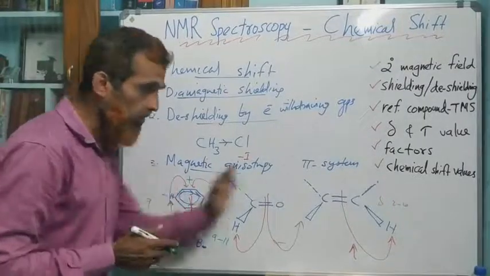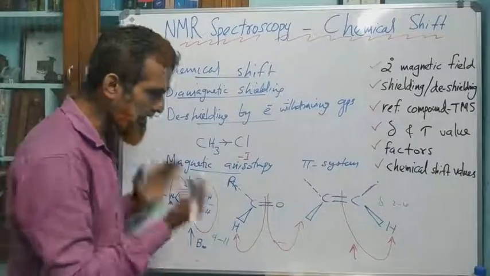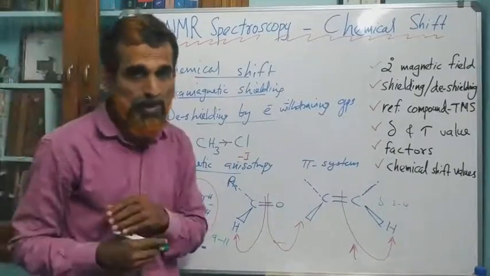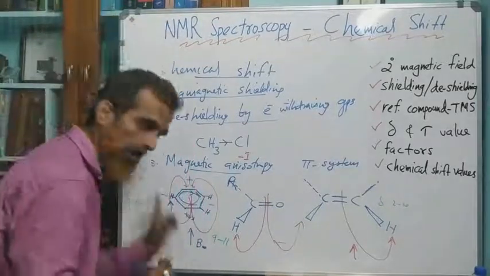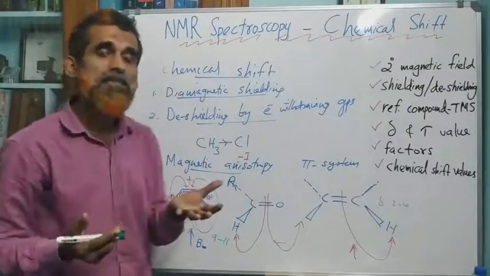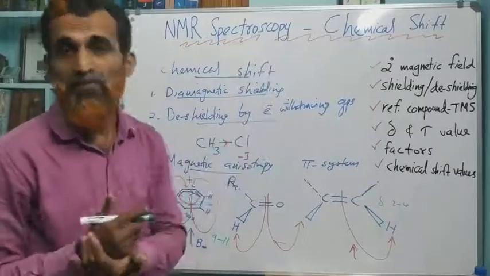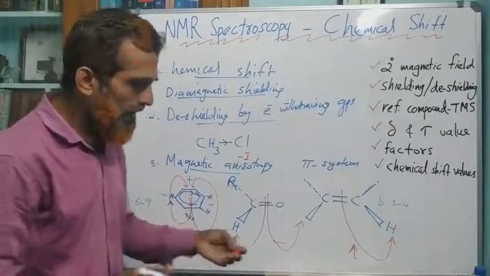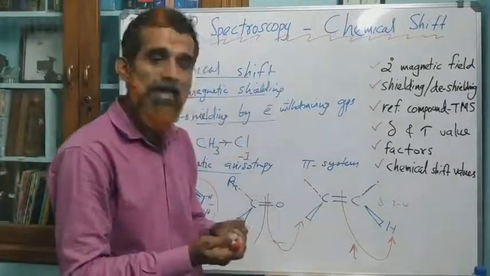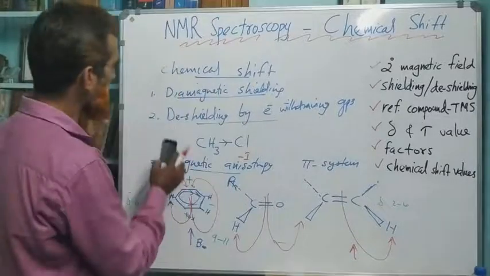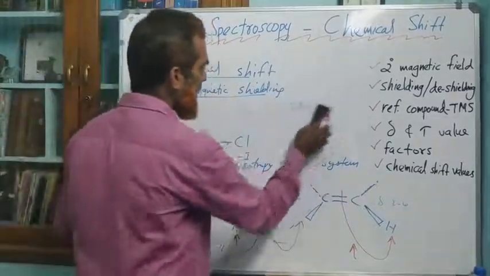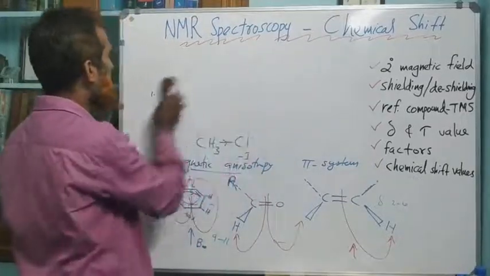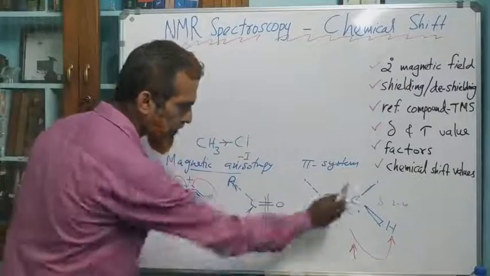But so here these are all deshielding, right? Frequency is increasing. The secondary field produced due to the pi electron ring is in the same direction as the applied field, and it is giving a greater effective field for the protons, and frequency is higher. But there are cases where shielding happens, that means in some direction it is leading to shielding. An example is the case of acetylene. See, it's contrary to these cases.